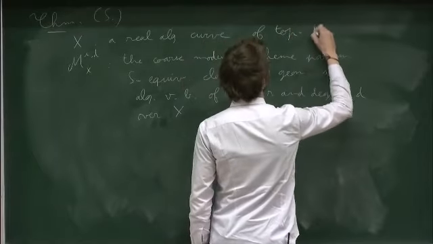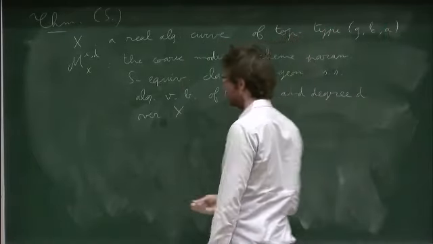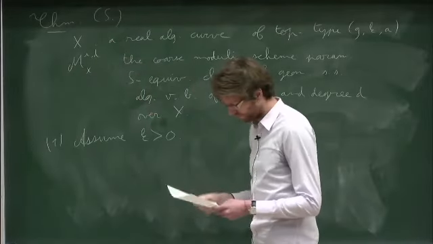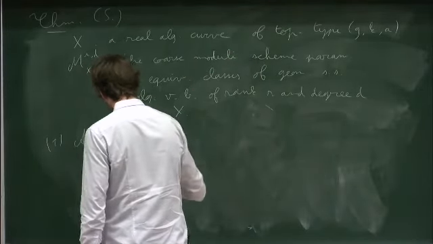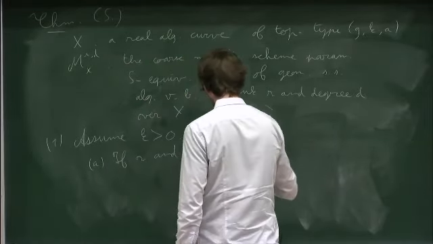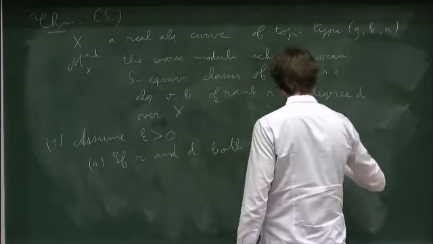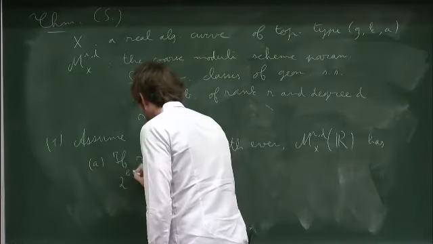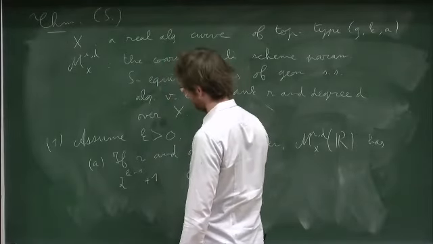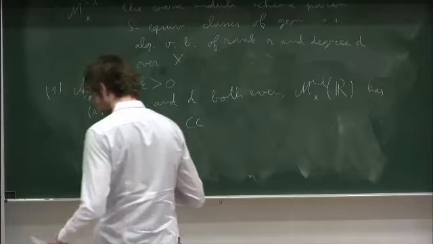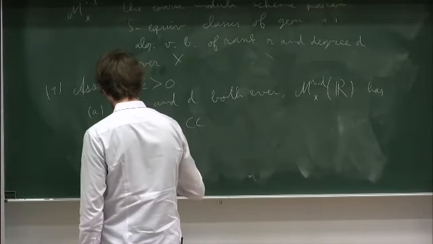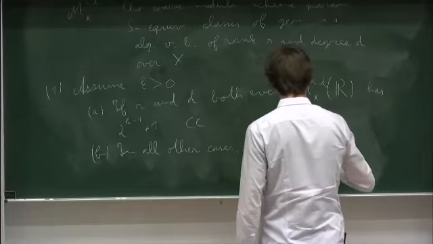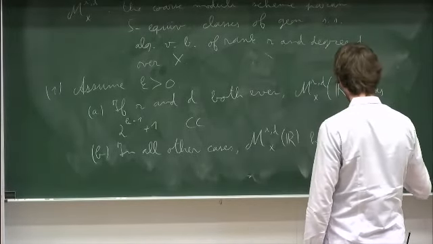And then I will assume that X is of topological type G, K, A. Then first, if K is non-zero, then if R and D are both even, the set of real points of this moduli scheme has 2 to the K minus 1 plus 1 connected components, non-empty. Well, in all other cases, this set of real points has one connected component.